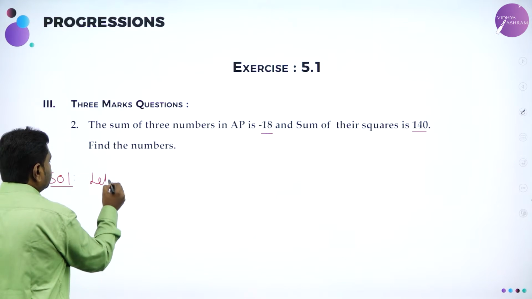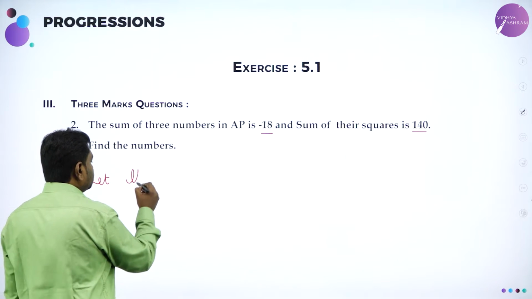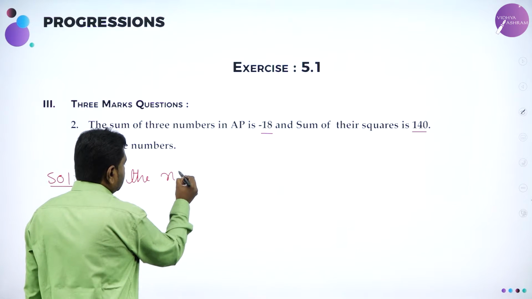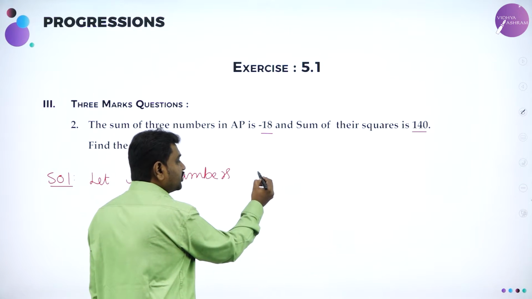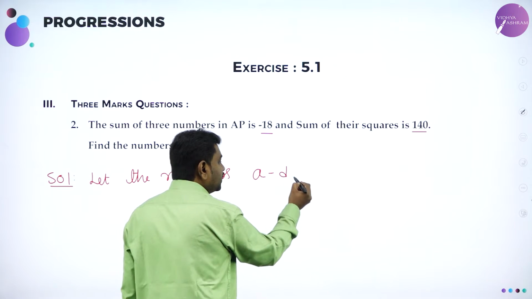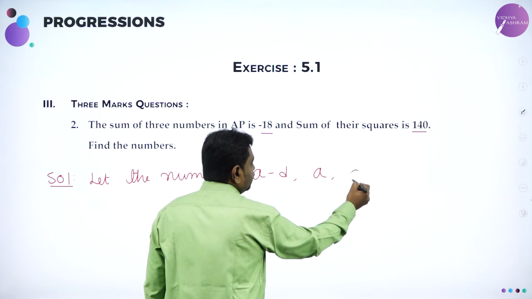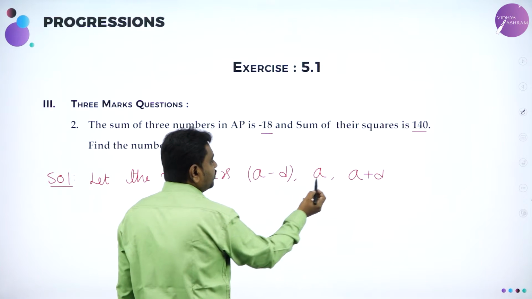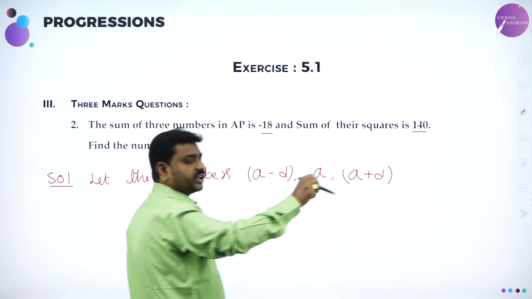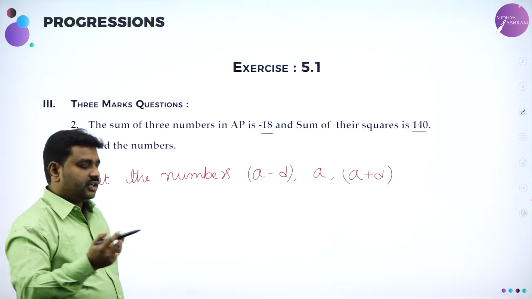Let the numbers be. What are the numbers we should assume? When they ask you to find 3 numbers, as I told you in the last problem, take the numbers as A minus D, A, A plus D. When they ask you to find 3 numbers in AP, A minus D, A, A plus D only you should take. Then D cancels and you will get the unknown.